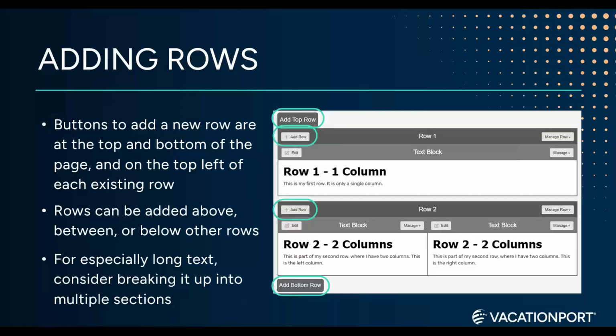Here I have a very simple page layout where I've added text boxes to each block and labeled them with what row and column they are. You can see on the top row, it's a single column. On the bottom row, I have two columns.